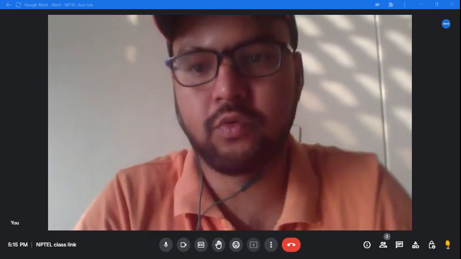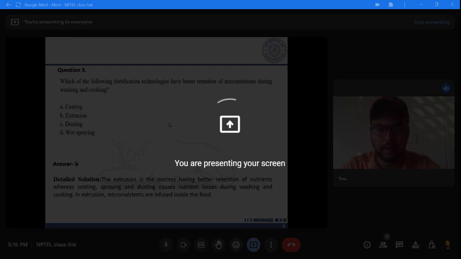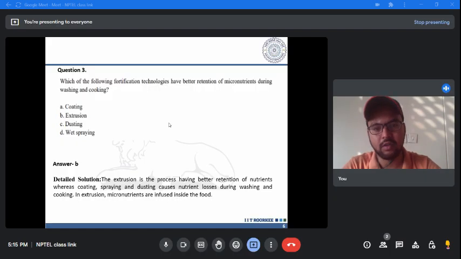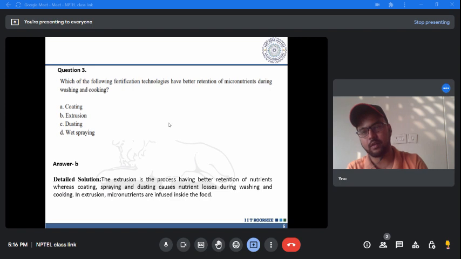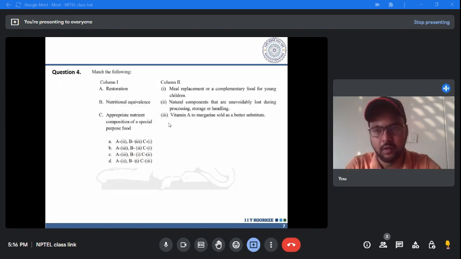Okay, so extrusion is the process having better retention of nutrients, whereas coating, spraying, and dusting cause nutrient loss during the washing and cooking. In extrusion, micronutrients are infused inside the food. So in the fortification process, extrusion is the better process to fortify with higher retention, because micronutrients are infused inside the food. We will put them inside the food, so it is a better method for fortification.